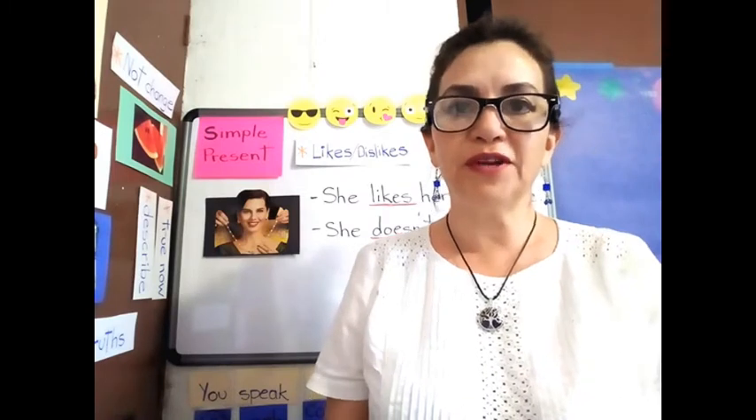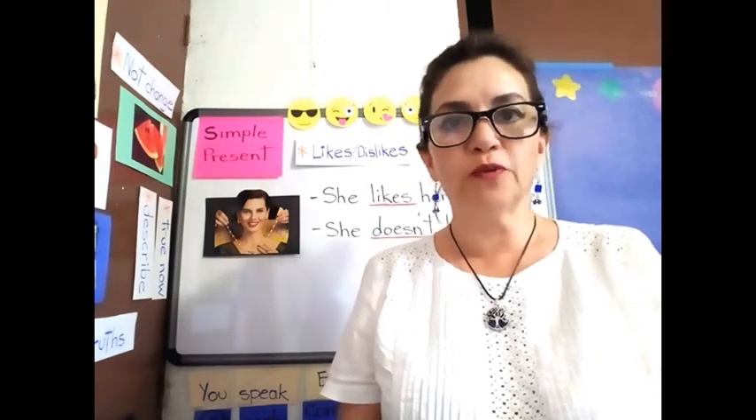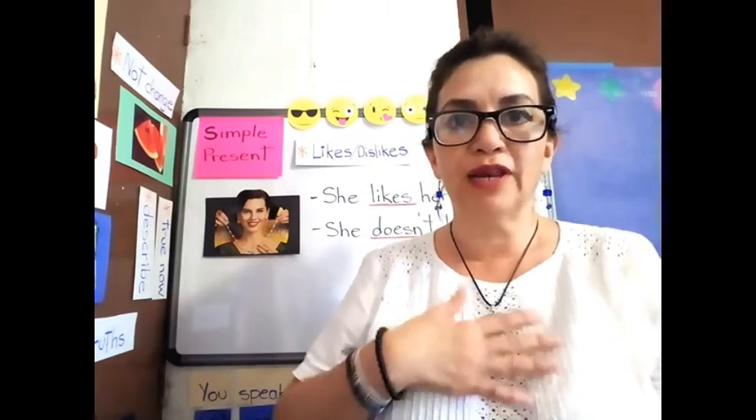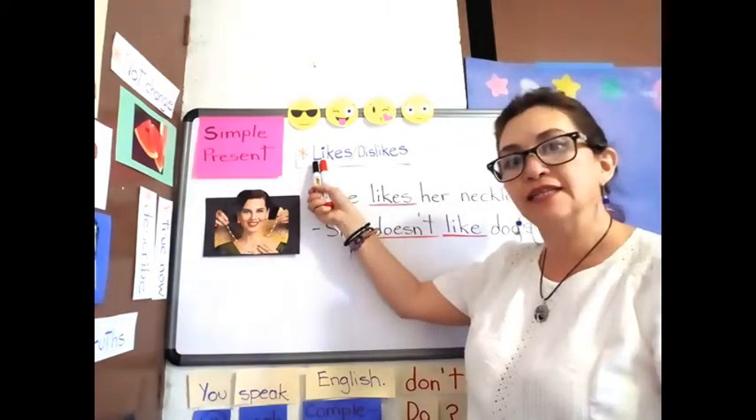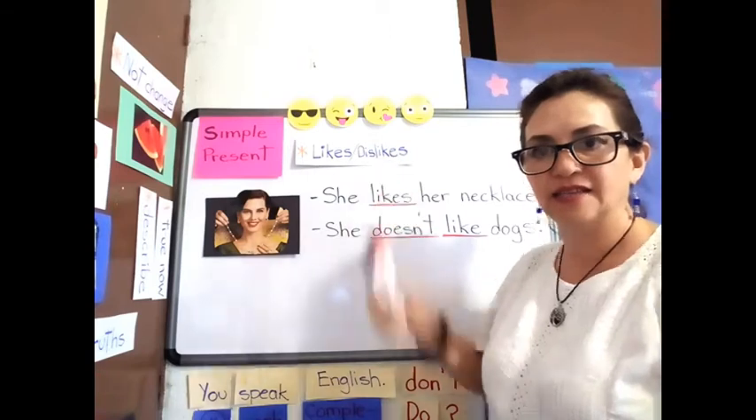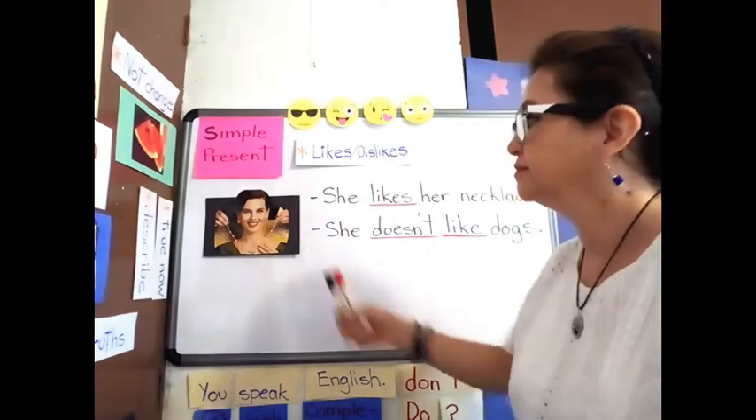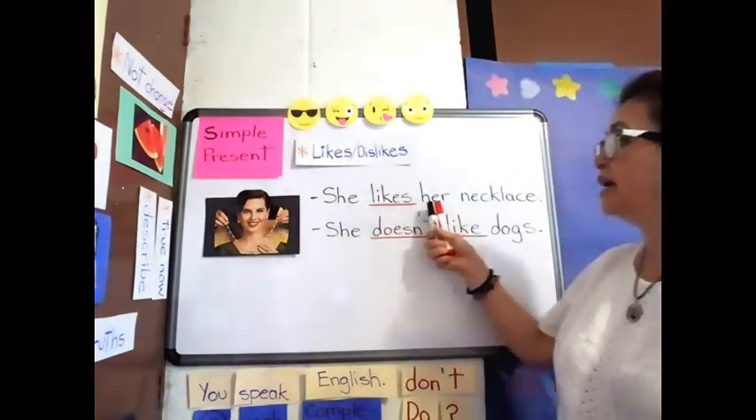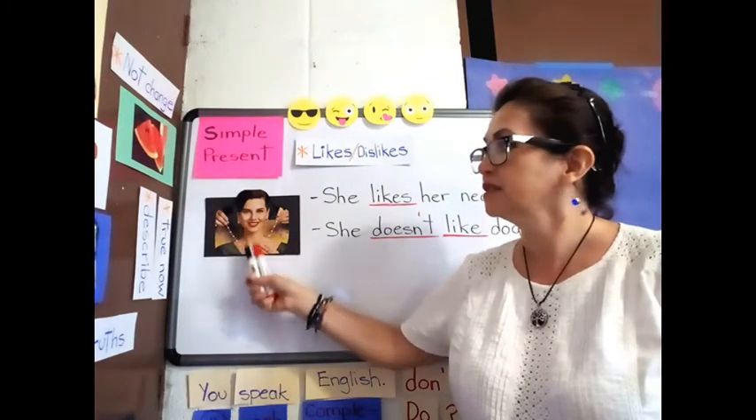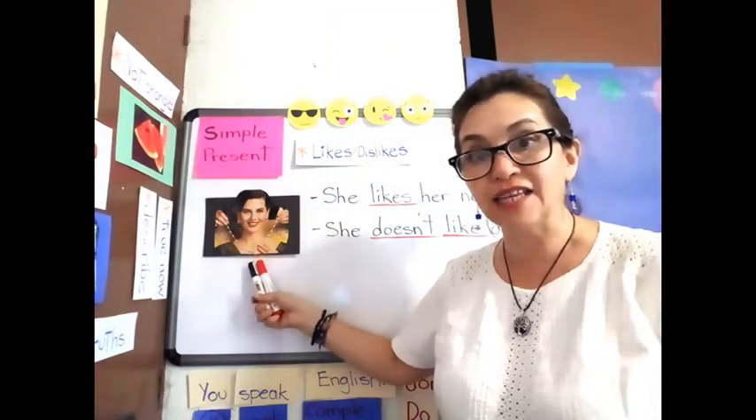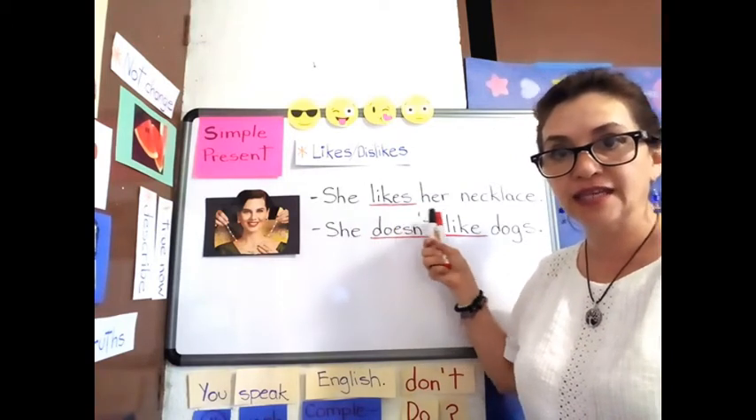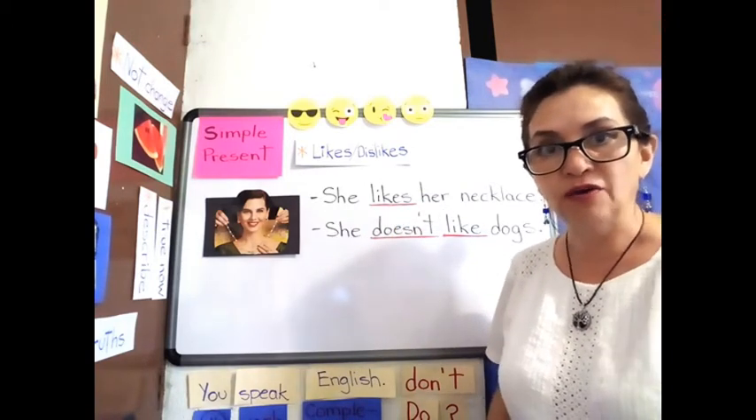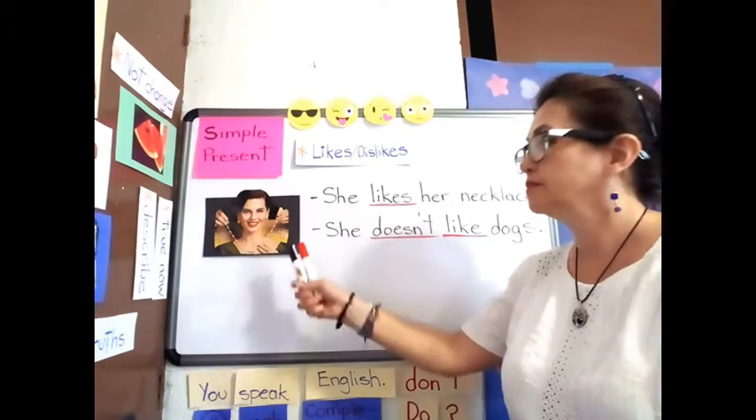The simple present tense is also used when we talk about things that we like or things that we don't like. Likes and dislikes. Let's see this example. She likes her necklace. Can we read the sentence again? She likes her necklace. Now, a negative sentence.